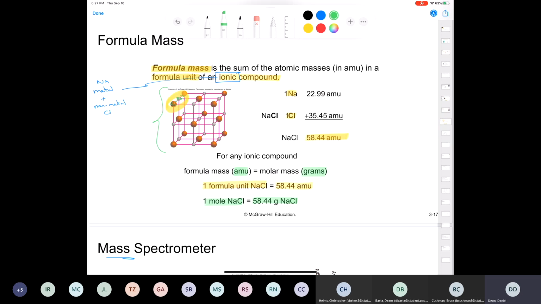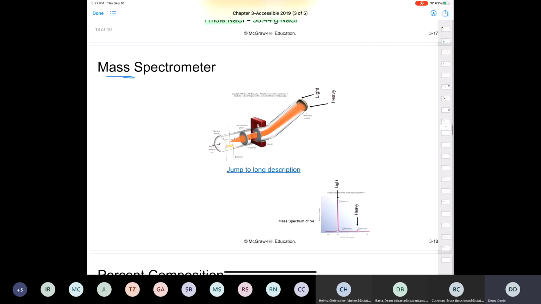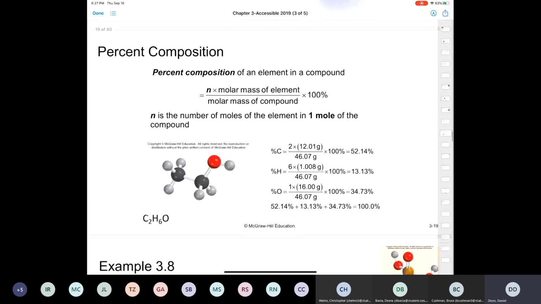I'm going to skip the part about mass spectrometry because I'm never going to ask you anything about it in this class. I want to switch gears and talk about percent composition. This is not meant to be mind-boggling, but you have to understand what it is. Percent composition of any element in a compound is defined as this. Small n is the number of moles of the element in 1 mole of a compound.